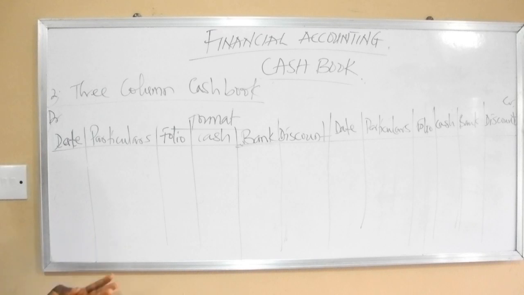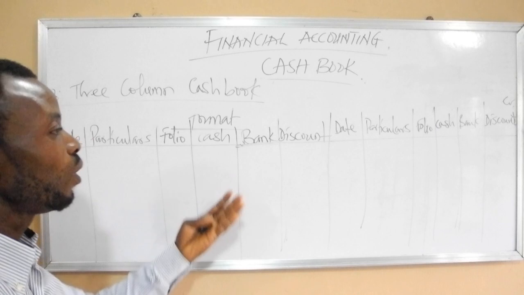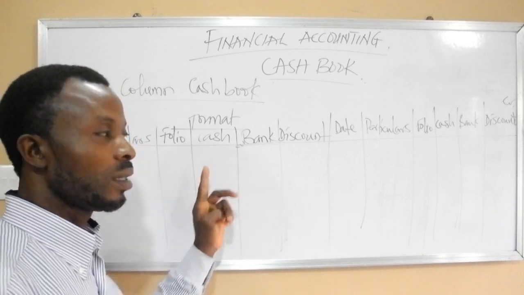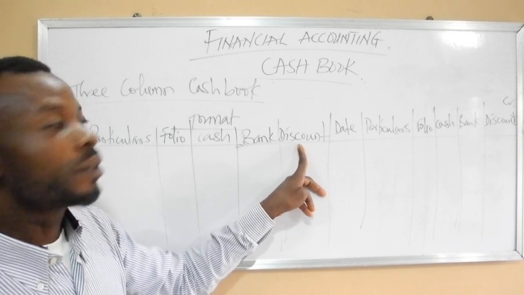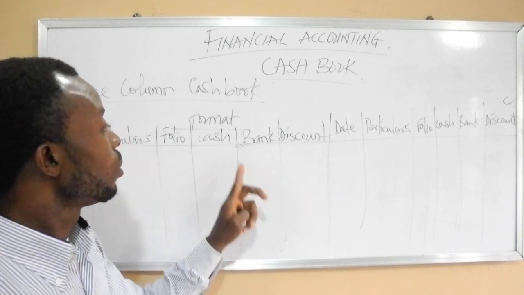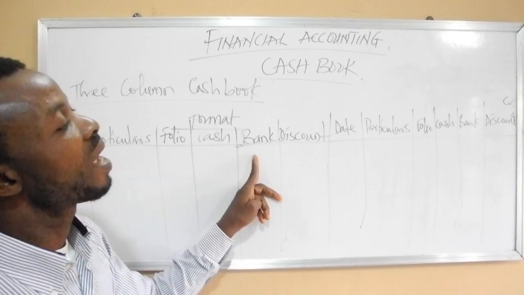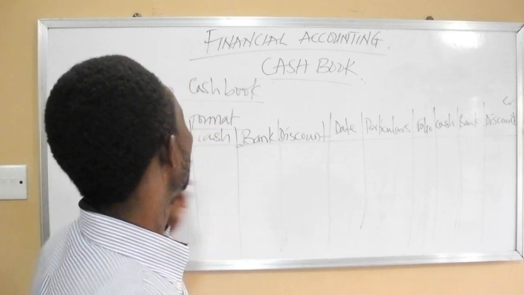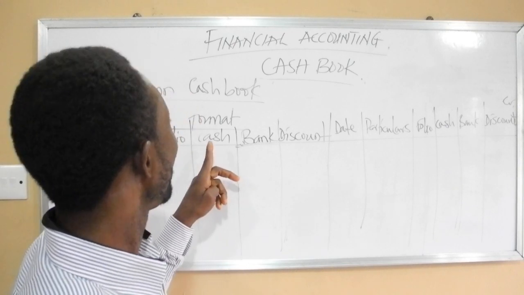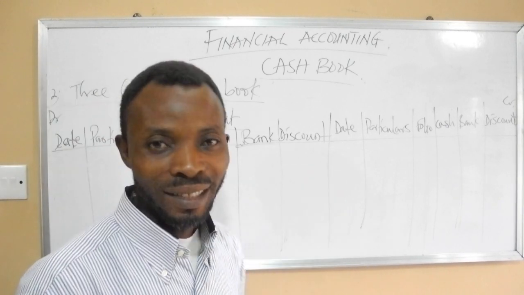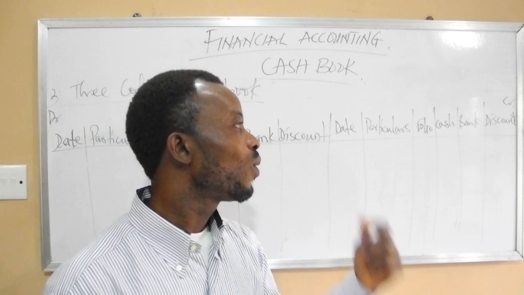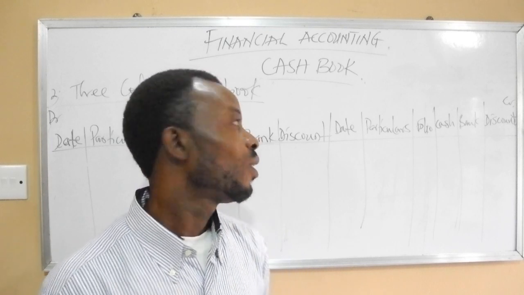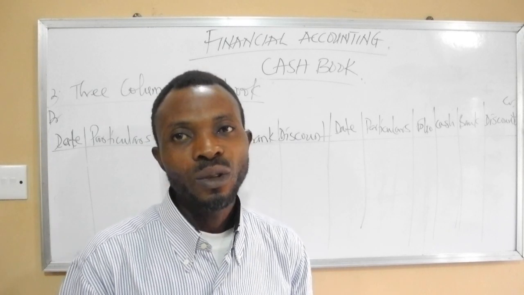Now you see that the only difference between the 3 is just the additional column that is added. For single column, just a column for cash; bank and discount are not included. Then for double column, you have a column for cash and bank, discount is not included. But then for 3 column, you have a column for cash, bank, and discount. I believe you understand this perfectly. So in our next class, we'll look at how to solve questions that relate to cash book. So see you in the next class.